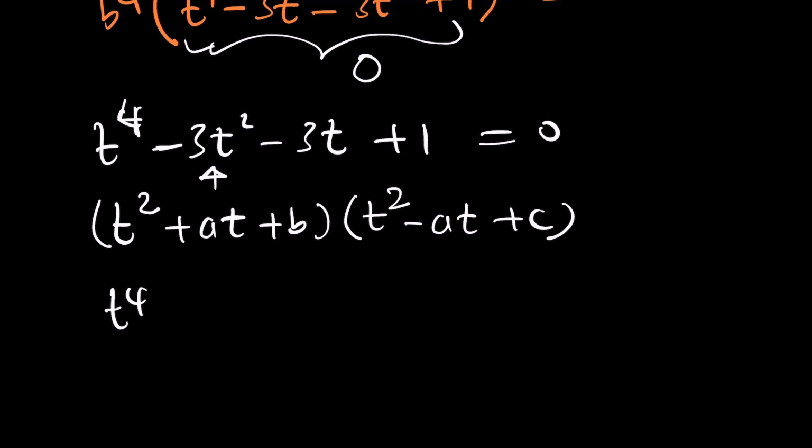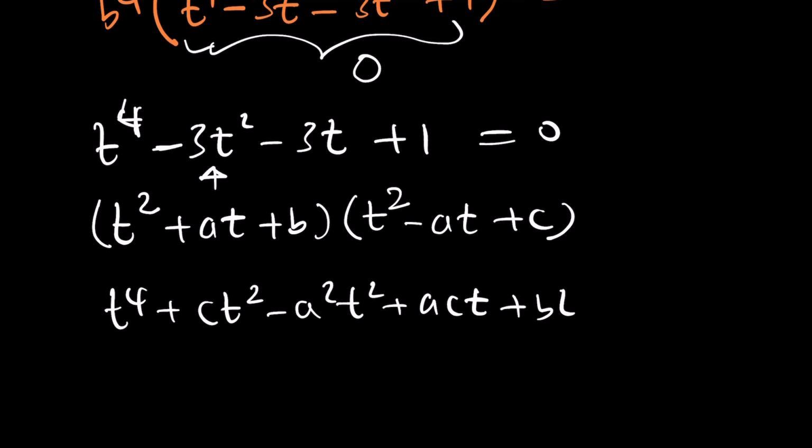And then t cubed is going to cancel out for sure. So you're going to get ct squared, if you distribute this over that. And then with the at, it's going to cancel out, minus a squared t squared plus act. And then finally, you get bt squared minus abt plus bc.